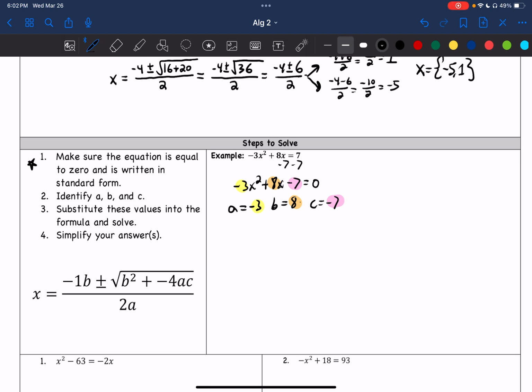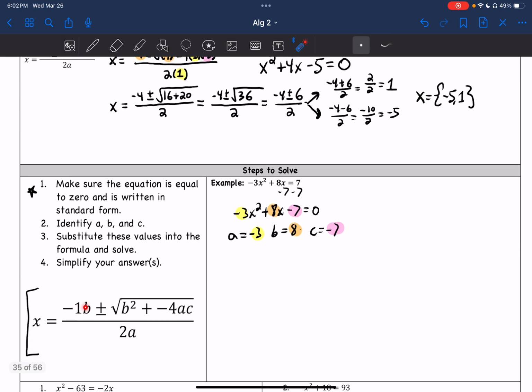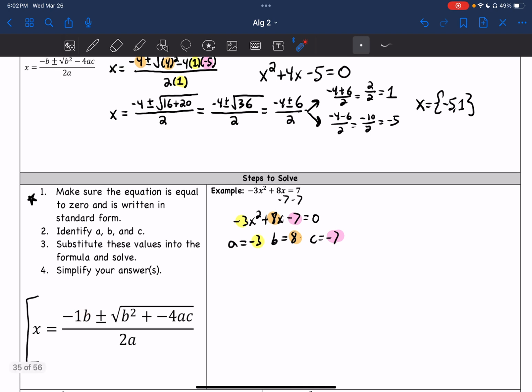All right, and then we're just going to go ahead and plug it into our quadratic formula. You might notice here that you might see this written a couple of different ways, but they're the exact same. Here we have a negative b. Here we have a negative 1b. Doesn't matter. Either way works. The 1 might just help you keep track of the negative sign out in front.